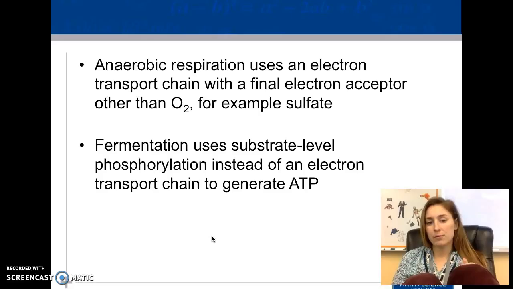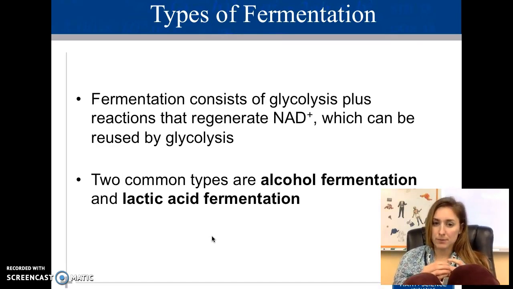The other thing that I compare with is fermentation, which uses substrate level phosphorylation instead of an electron transport chain. So it gets rid of the need for an electron transport chain, period. Therefore, it phosphorylates ADP into ATP in a totally different way. There's two types of fermentation. Fermentation consists of glycolysis plus reactions that regenerate NAD, which is reused in glycolysis, either alcohol fermentation or lactic acid fermentation.